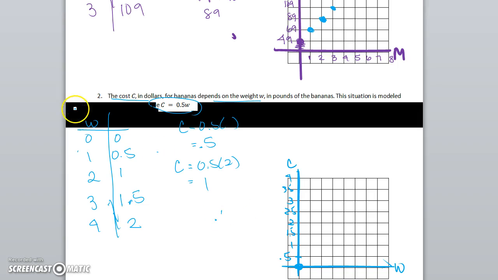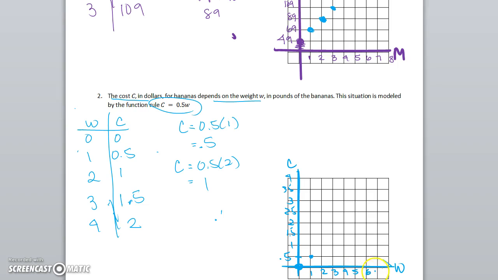Then you can go ahead and plot each of those points. So 0, 0, oh, this is 1, 2, 3, 4, 5, 6, 7, 8 pounds. And then you're plotting each of those points. And then you're going to ask your question, is this discrete or continuous? The last one was discrete because we couldn't connect those dots. It was just distinct points only.